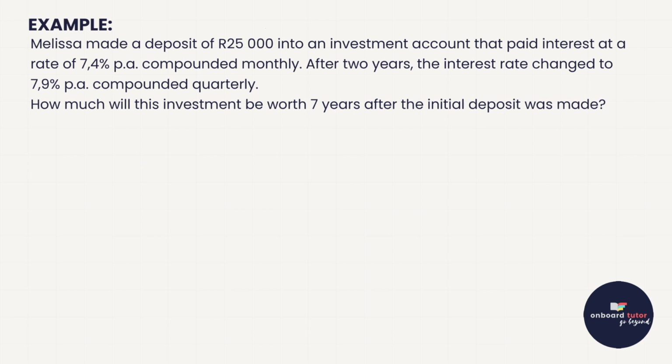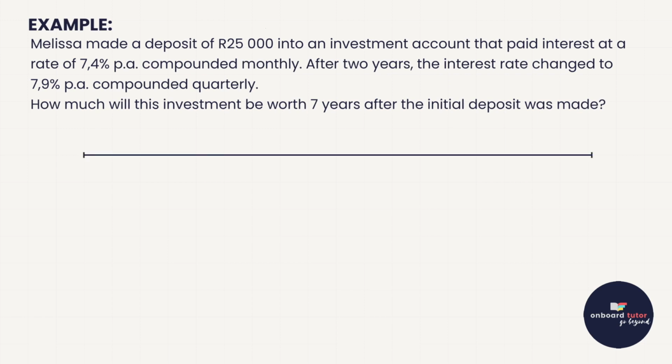So Melissa made a deposit of 25,000 Rand into an investment account that paid interest at 7.4% per annum compounded monthly. After 2 years, the interest rate changed to 7.9% per annum compounded quarterly. How much will this investment be worth after 7 years after the initial deposit was made? So the minute that I start to read a story like this, my brain jumps to timeline, because that's how I'm going to solve this question.